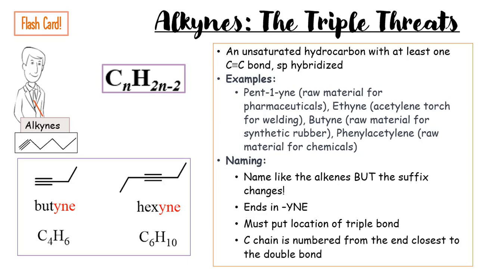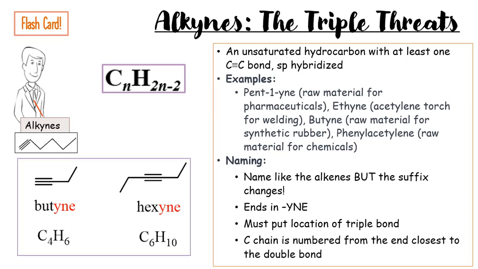They're unsaturated hydrocarbons. So that means they definitely do not have the maximum amount of hydrogen bonds, right? And they have to have at least one carbon-carbon triple bond, meaning they are going to be sp hybridized. So of course, the examples when it comes to these alkynes, their overall uses are going to be just like everything else. They're going to be a part of raw materials for chemicals, welding, rubber, all kinds of things, right, folks?